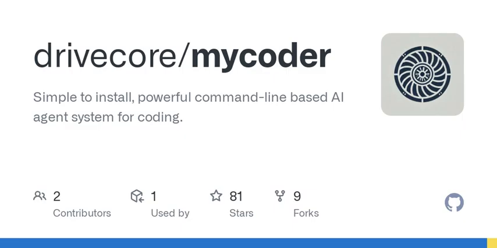Now let's delve into some real-world applications. You might find yourself needing to convert your testing framework from Jest to Vitest. You can simply prompt mycoder with a command, and it'll handle the conversion while updating any necessary configuration files. Or say you want to refactor a class structure or modernize your API by converting callback functions to async await, mycoder's got your back.